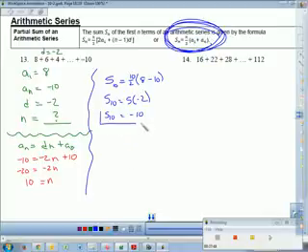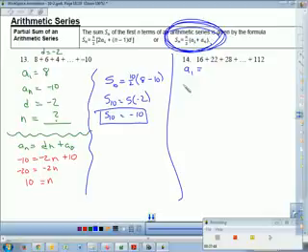I got negative 10. Is that what you get? Sweet. Do it again. Start here. They give me a whole series. A sub 1 equals, A sub n equals, D equals, and n equals. See if you can fill those 4 things out.